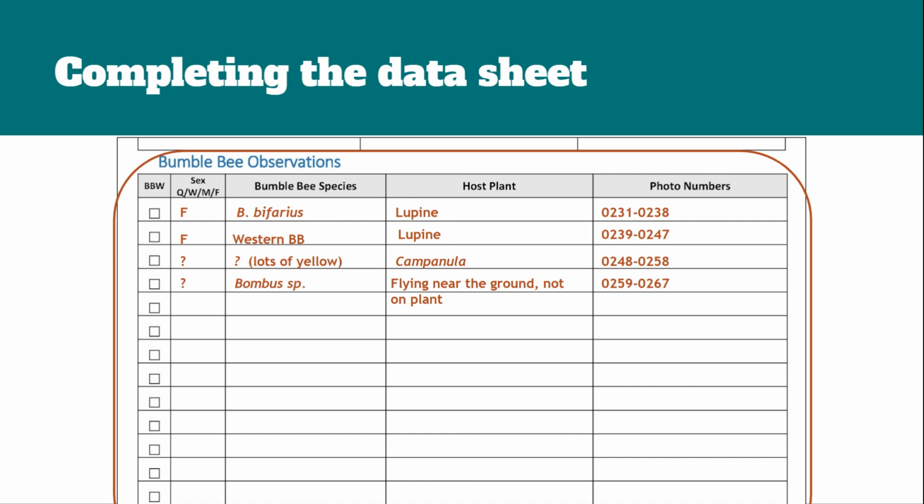For host plant, you can fill in the species in the field or take photos and come back to fill out the species later. In the photo numbers column, record the number of the photos you took of each species so that you can make sure to enter them correctly when you enter your data online. There is space for 15 bumblebee observations. If you capture more than 15 bumblebees, record data for the extras on the supplemental data sheet or another sheet of paper.